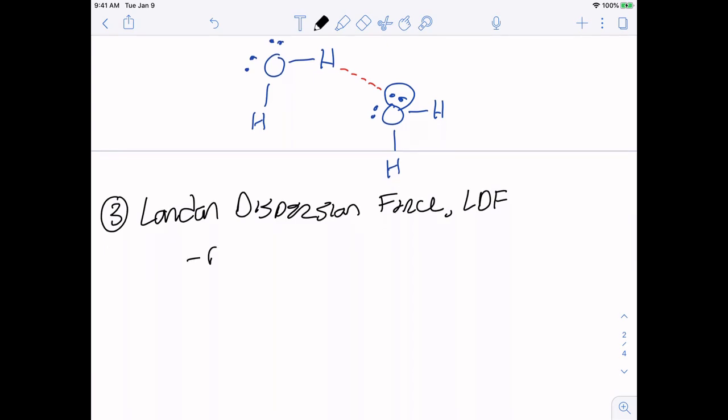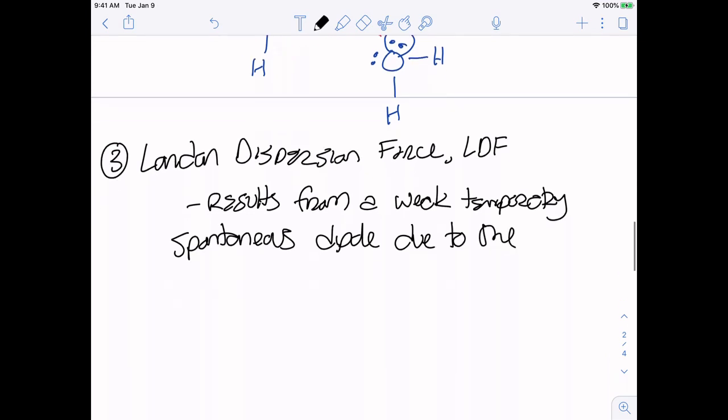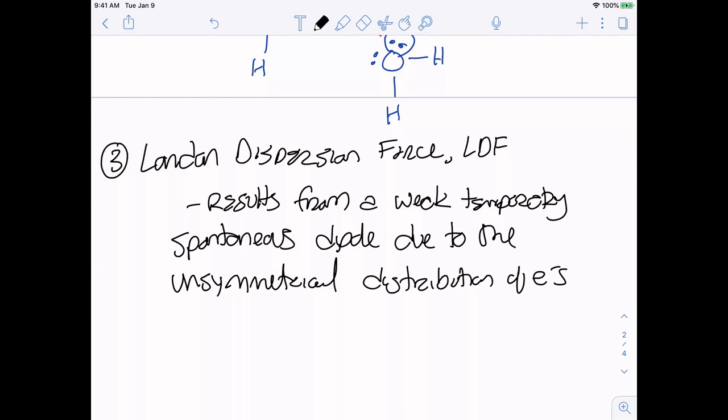So this results from a weak, temporary, spontaneous dipole due to the unsymmetrical distribution of electrons. I know that's a mouthful. So it's weak. It's temporary, so we're actually constantly making them and breaking them. I'll explain it more in a minute. Spontaneous, it just happens. We don't have to force it to occur.